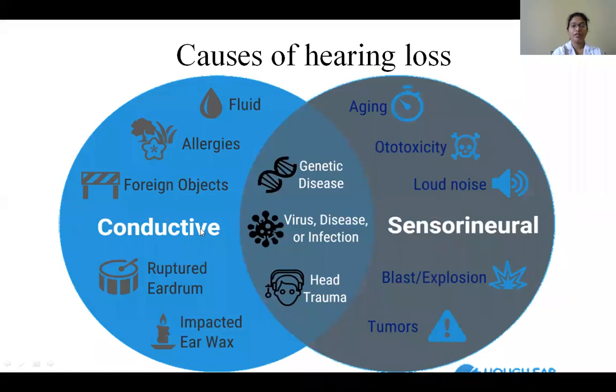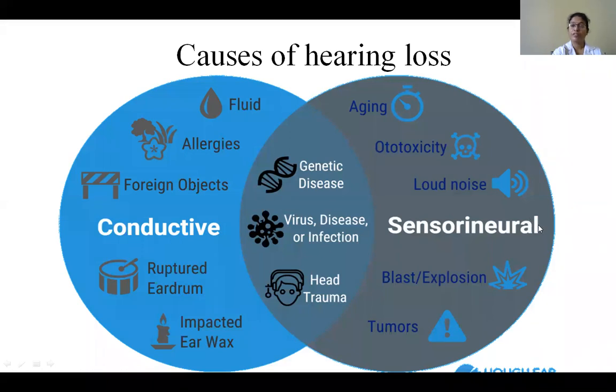So the conductive hearing loss includes genetic causes, any viral infection or diseases, even head trauma can cause conductive hearing loss. And the other causes are otitis media, that is accumulation of fluid in the middle ear, any allergies, foreign objects in the ear, ruptured eardrum or tympanic membrane, and also impacted earwax can lead to conductive hearing loss.